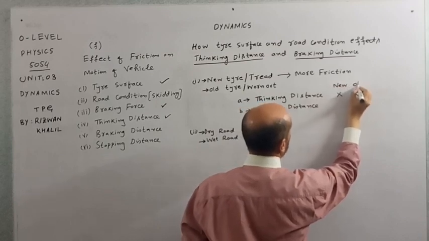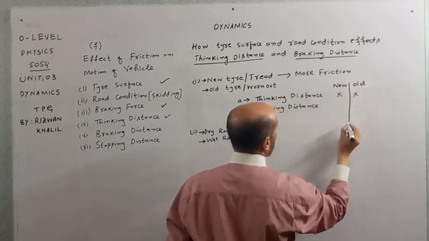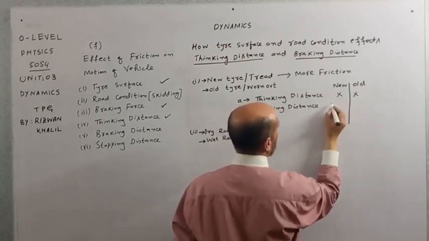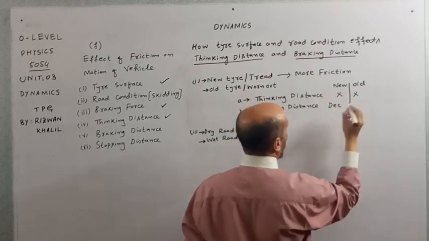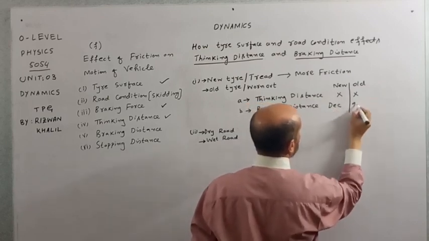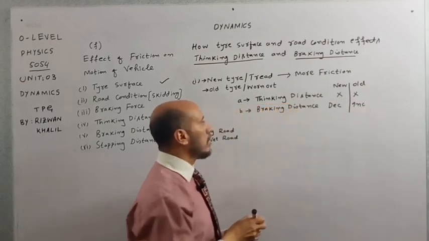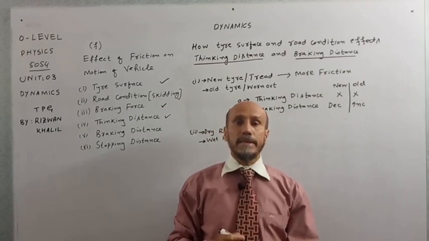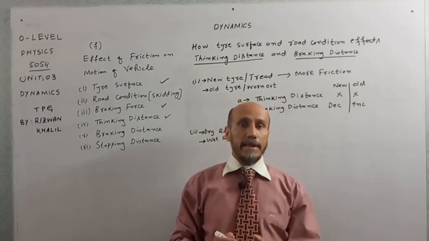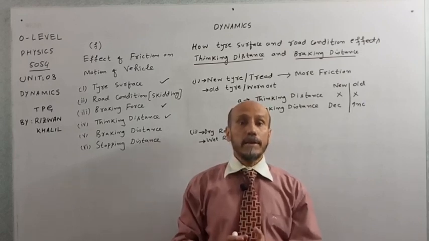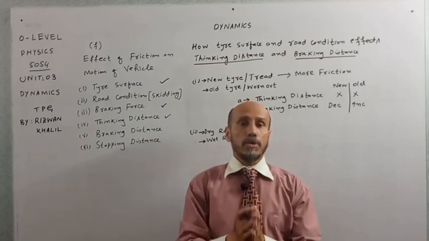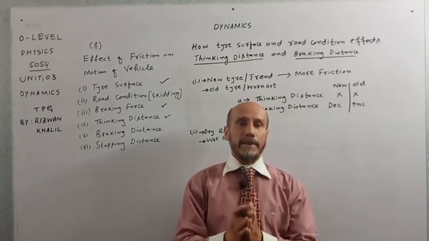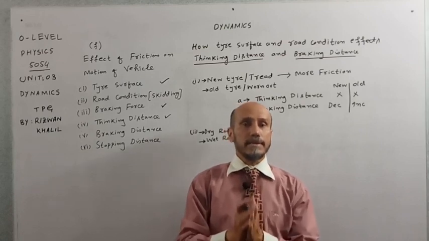I will write over here new and old. So if a new tire is there, braking distance decreases, and if an old tire is there, braking distance increases. What is the reason? Why does braking distance increase if an old tire is being used? Definitely an old tire has less friction and it will cover more distance in order to stop the car. So in this way, the surface of the tire affects the braking distance, not the thinking distance.